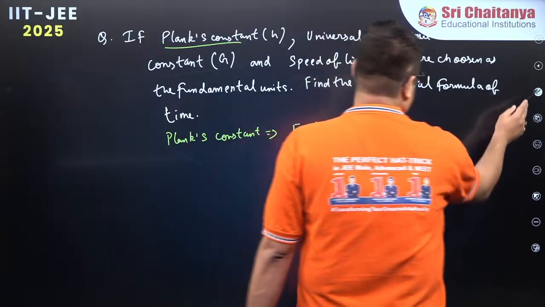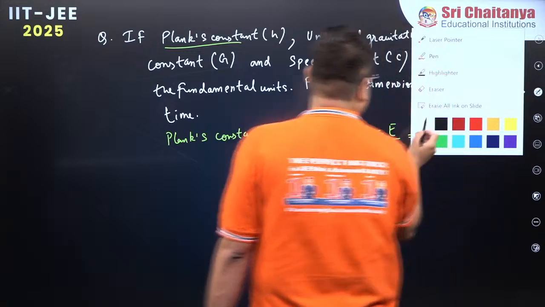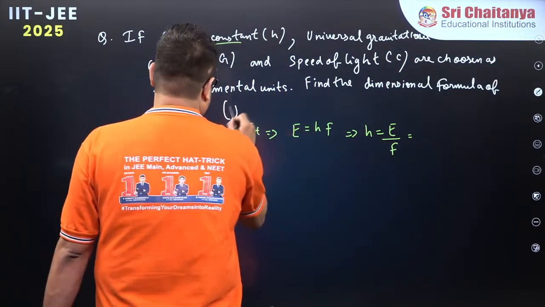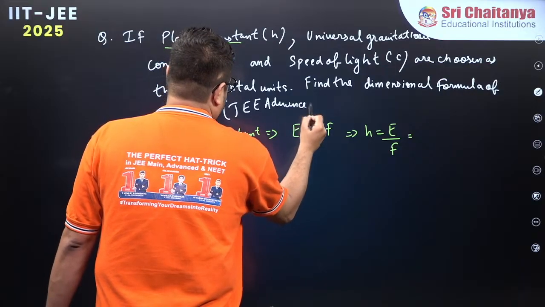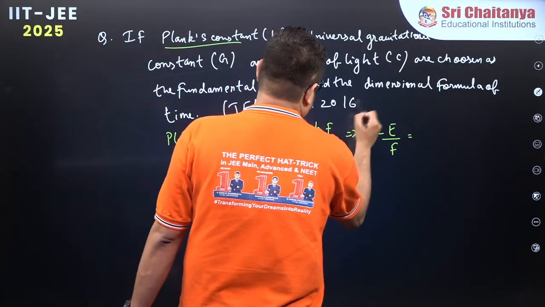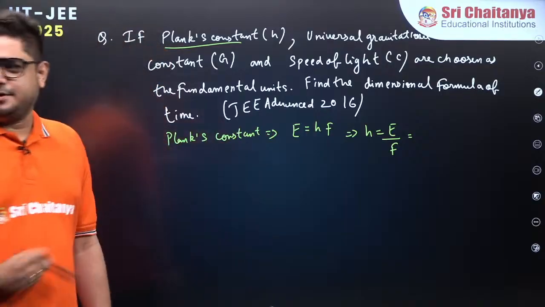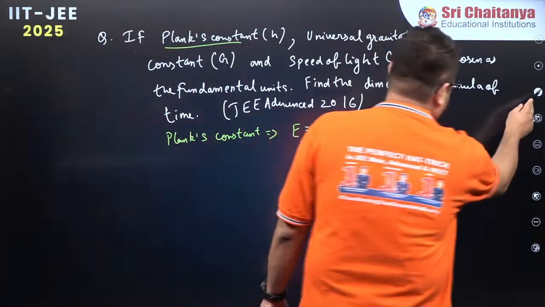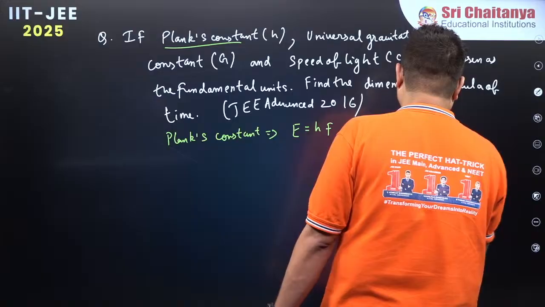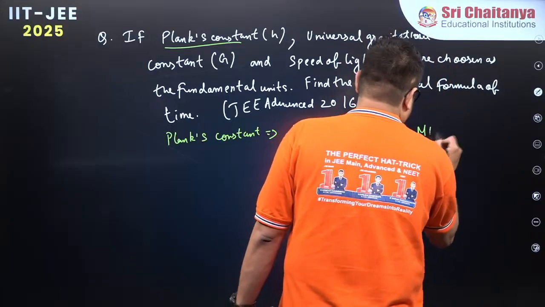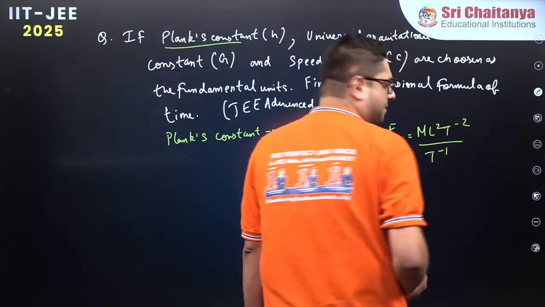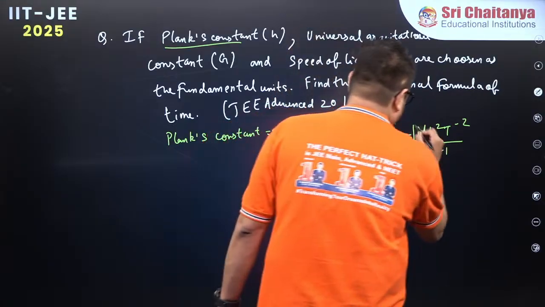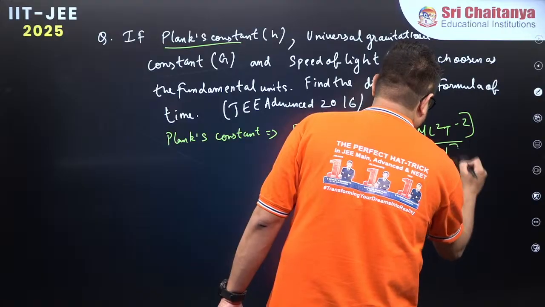Okay, so you can say that this was being asked in JEE Advanced 2016, isn't it? So what needs to be done? Energy by frequency. You will be getting this type of question for sure. Energy dimension, you know, is ML^2 T^-2, and frequency is T^-1. So these are the dimensional formulas associated with energy and frequency.